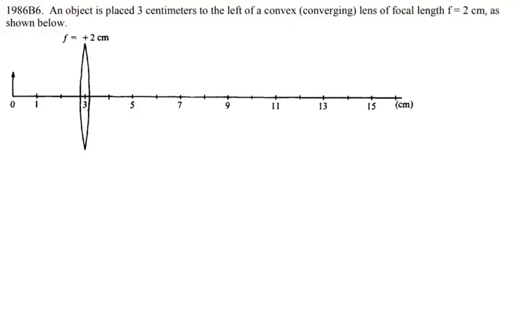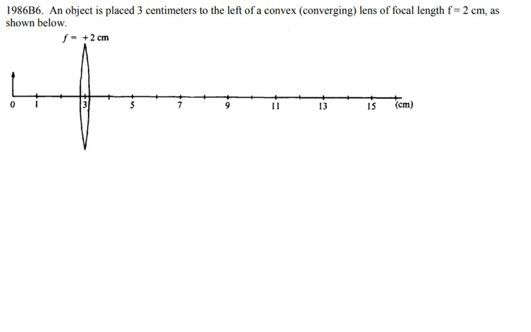In this 1986 FRQ from AP Physics B, now we cover this topic in AP Physics 2. In this question, they say an object is placed 3 centimeters to the left of a convex convergent lens of a focal length of 2 centimeters as shown in the picture. Sketch the ray diagram on the figure and construct the image.